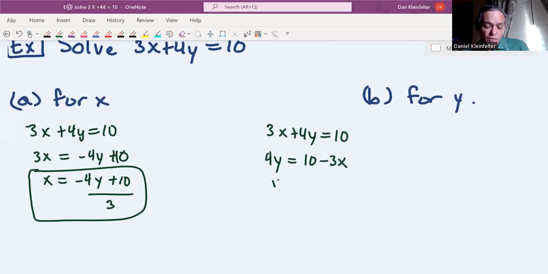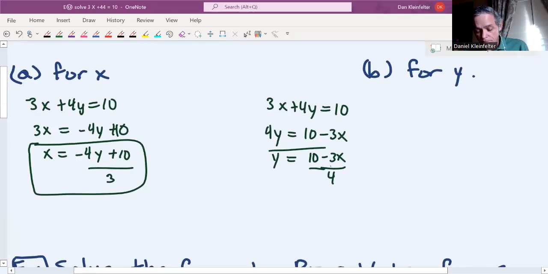And then we'll divide by 4. So y will be 10 minus 3x over 4. Okay, and that'll do it.